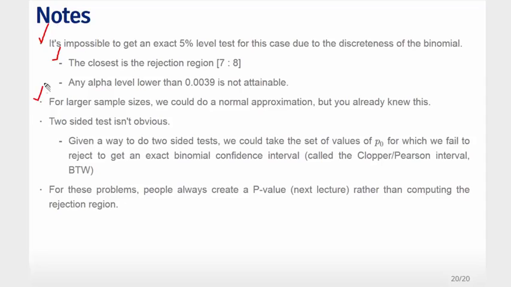For larger sample sizes, you could have just done a normal approximation. You could have counted the coin flip as an average, treated as if it was Gaussian, but you already know how to do this. For the two-sided test, it's not obvious. In this case, if you wanted to test whether P was 0.5 versus different from 0.5, we'll talk about a way to do two-sided tests in the next lecture. And I would say, I think this gets a little bit easier when we think about it in terms of p-values. So if this example is a little confusing to you, wait till you hear the p-value lecture. I think it'll make it a little clearer.